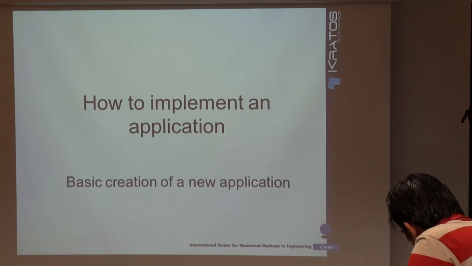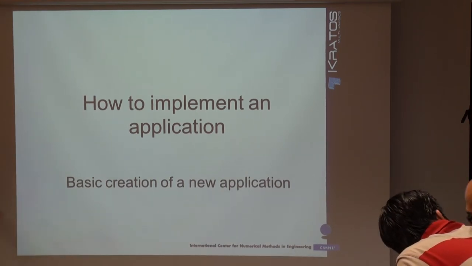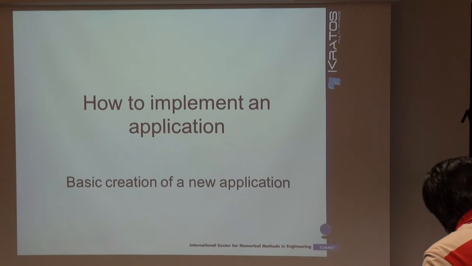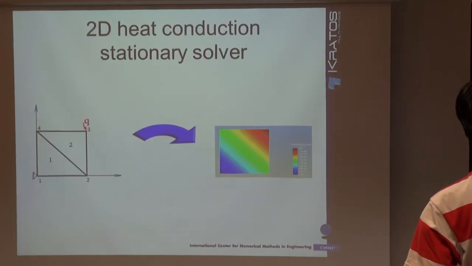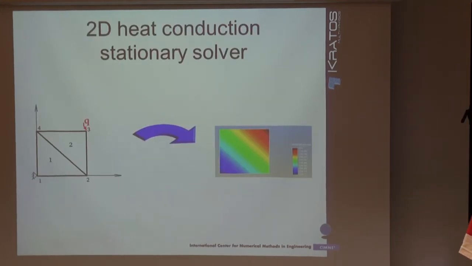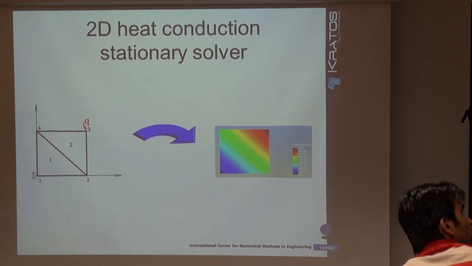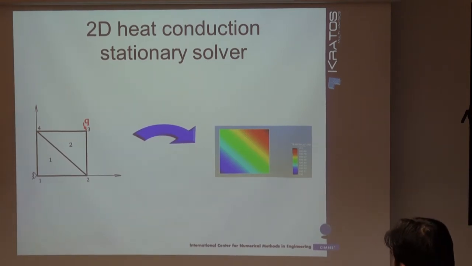Okay. Hello, everyone. I will be talking a little bit about how to implement a new application. So the problem we're going to solve actually is the easiest we could think about. It is just a heat diffusion problem. So let's suppose we have just 2 elements, but we could have as many as we want. And then we want to see the final result, the final temperature distribution.